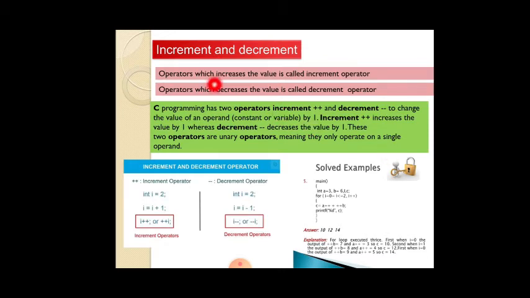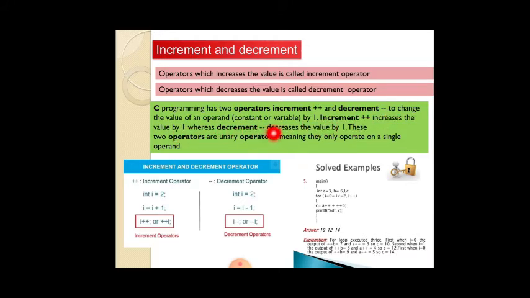Next, increment and decrement. An operator which increases the value is called an increment operator. An operator which decreases the value is called a decrement operator. As the name suggests, increment is to increase and decrement is to decrease. C programming has two operators, increment and decrement, to change the value of an operand.